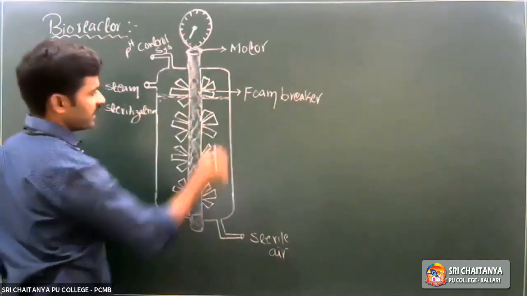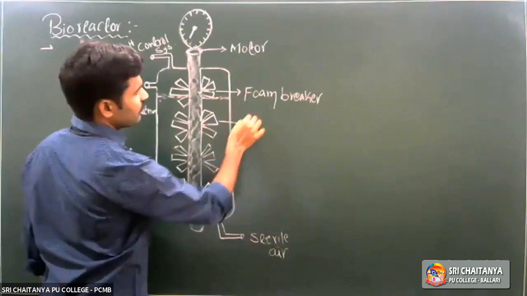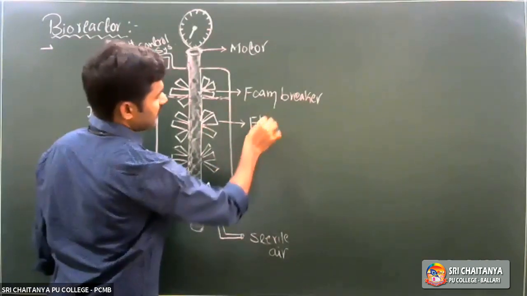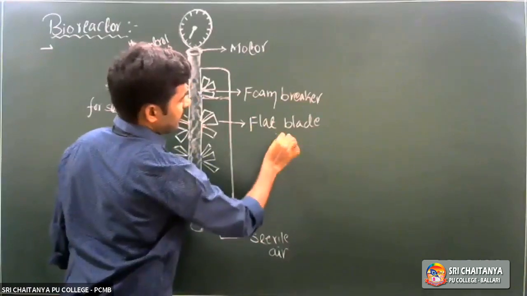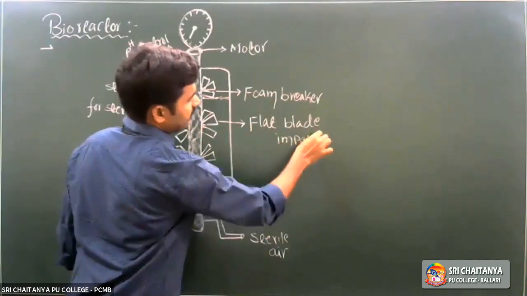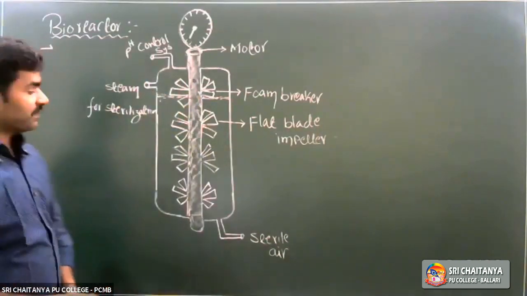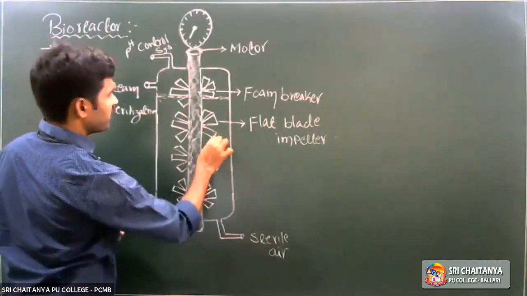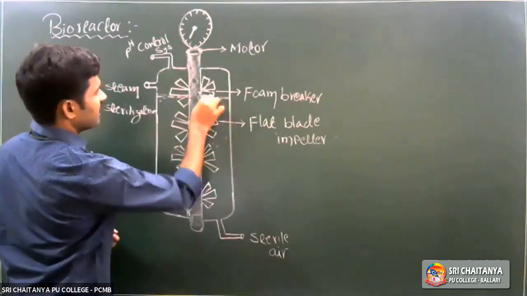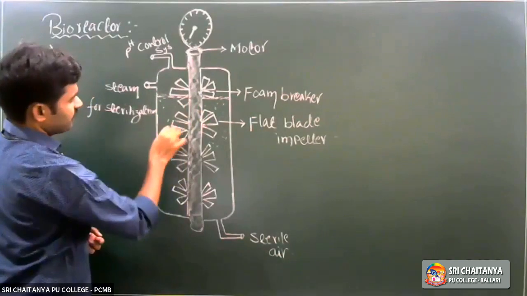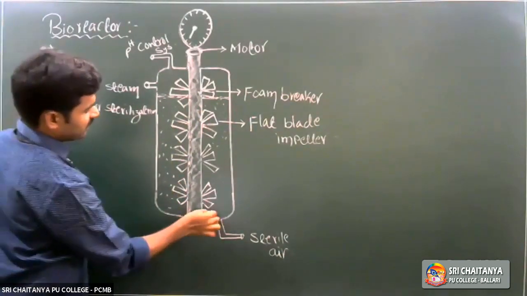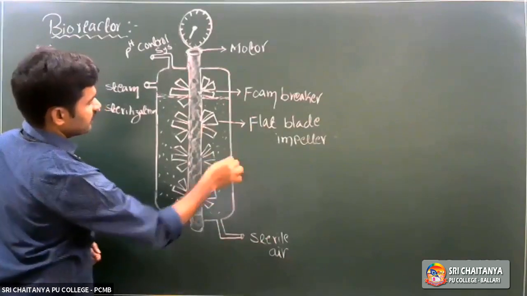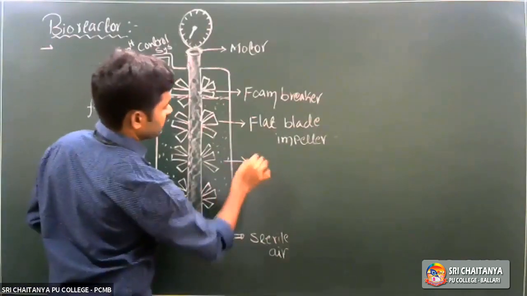Foam breaker. And what about this saw? It is flat blade impeller, right? Done. What about this remaining material? Right, culture broth it is. So remaining material is culture broth. It is nothing but raw material. See, this is culture broth.